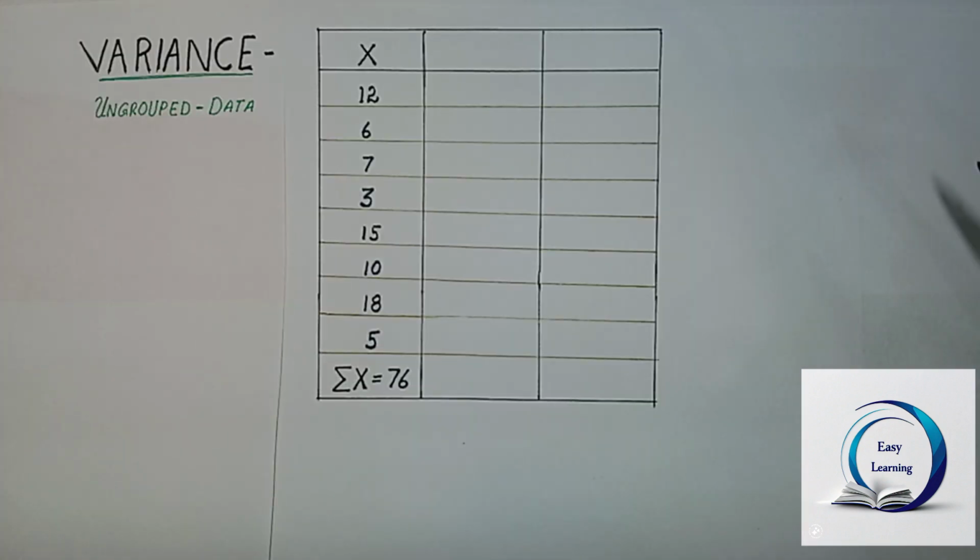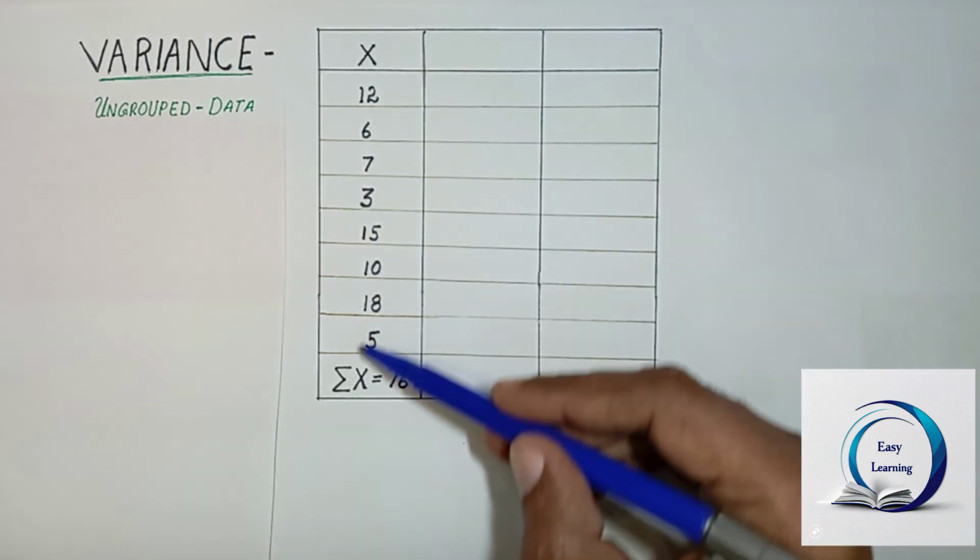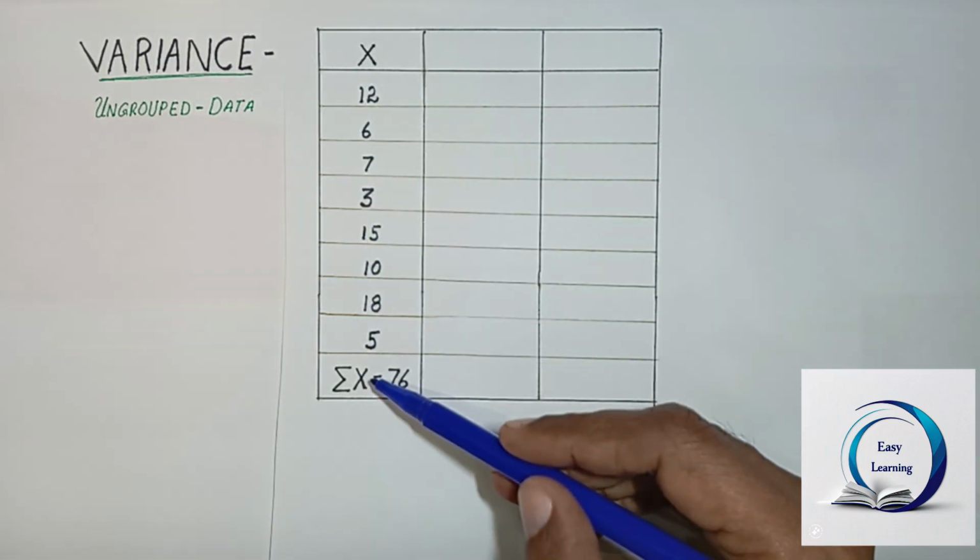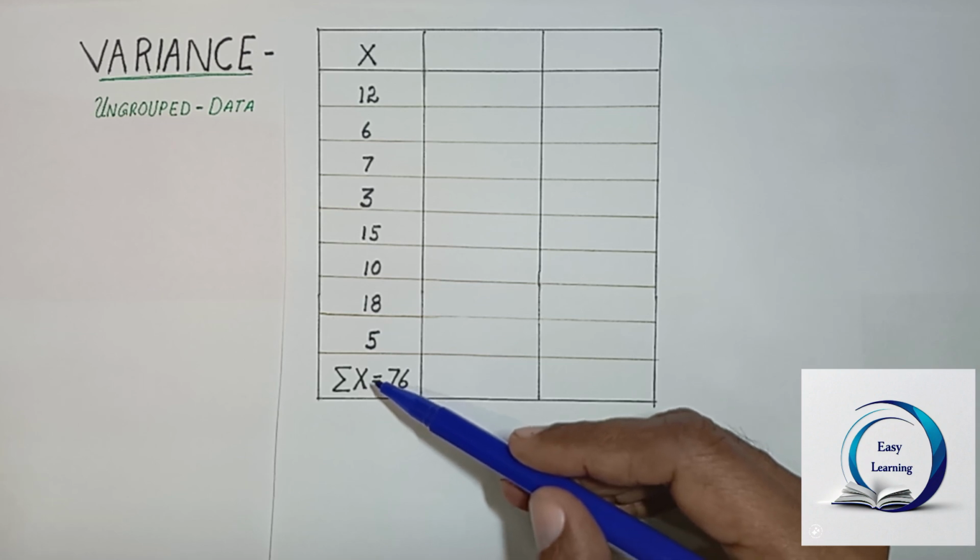To calculate the variance, first you need to calculate the mean of these observations. So first of all we will calculate the mean of these observations.